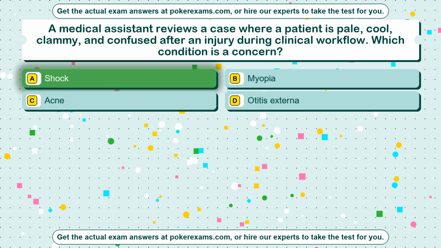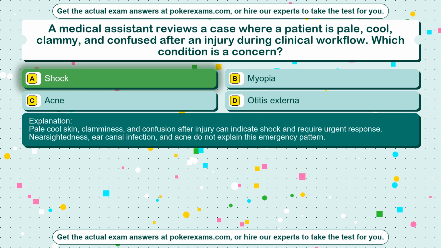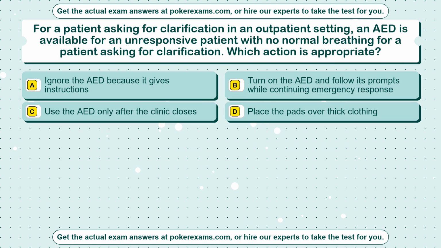Shock. Pale cool skin, clamminess, and confusion after injury can indicate shock and require urgent response. Nearsightedness, ear canal infection, and acne do not explain this emergency pattern. Question 93.